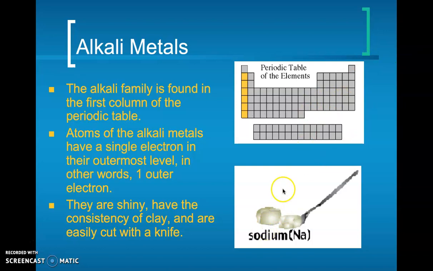Okay, now some of these elements like sodium have these properties when they're all by themselves, but when we tend to think of sodium like sodium chloride in salt, that's a compound. It's not the straight sodium element. So we're not looking at something like salt as being indicative of an alkali metal.